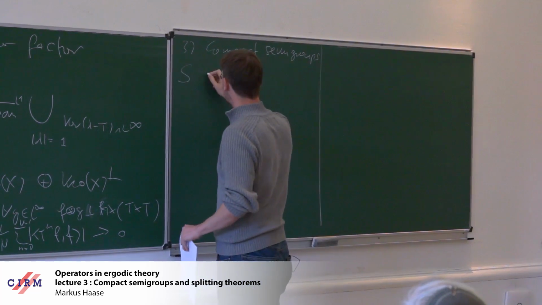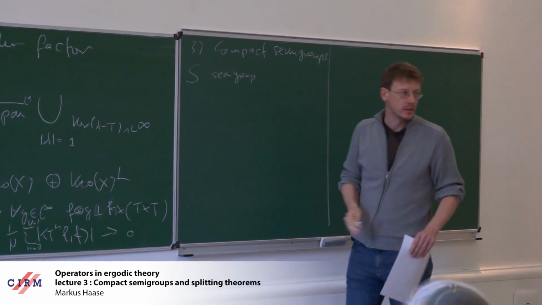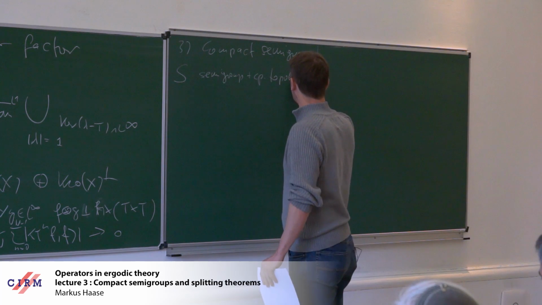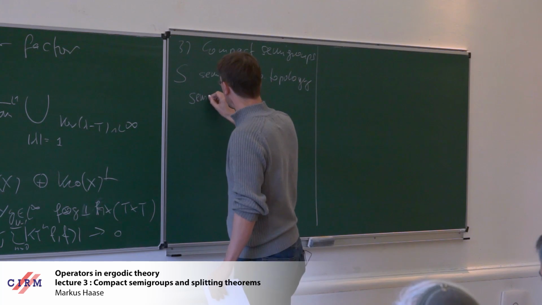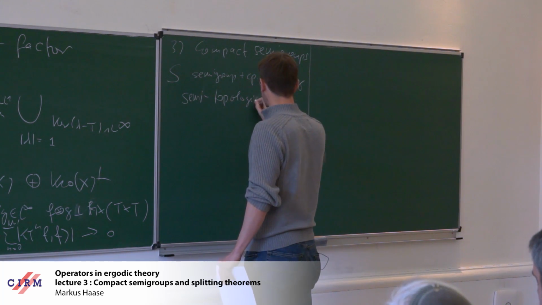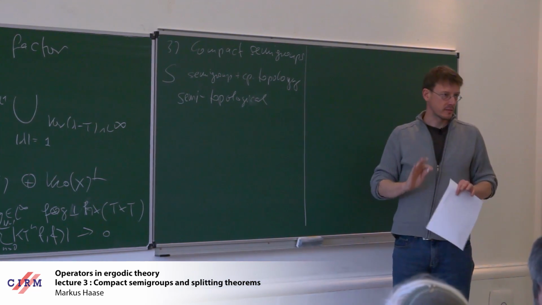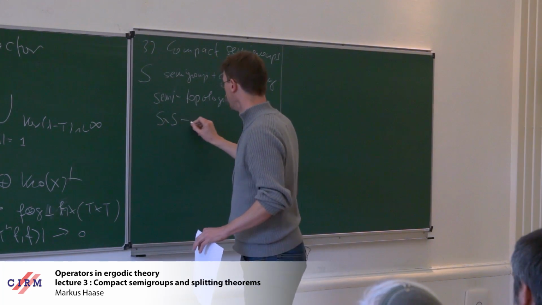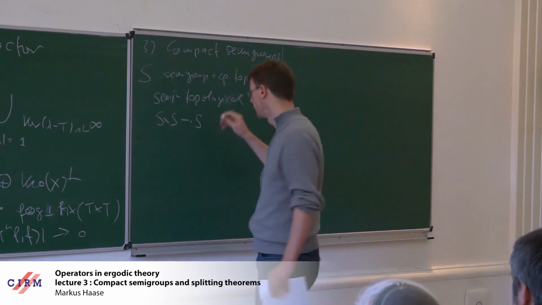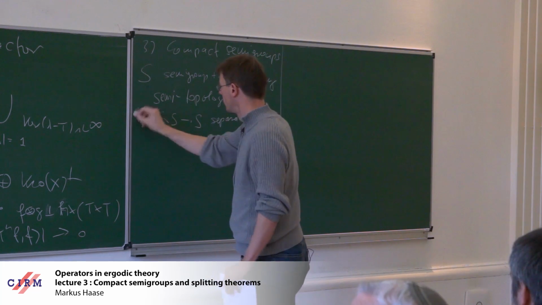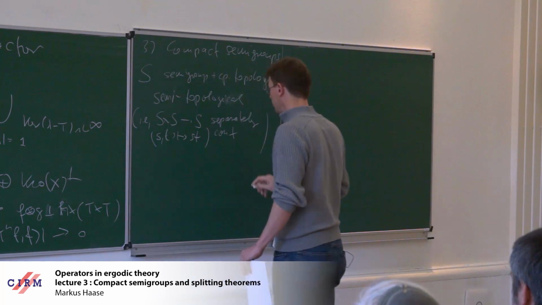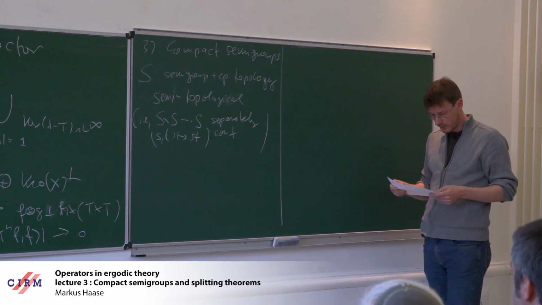So I'm talking about a semigroup S, algebraically just a set with a multiplication which is associative. And then you have a compact topology such that the semigroup is so-called semi-topological. That means the semigroup multiplication is not continuous as a mapping from S times S to S. It is not continuous, but it is separately continuous. So if you fix either component, then as a mapping from the other component it is continuous. So this is just multiplication. So that's a compact semi-topological semigroup.